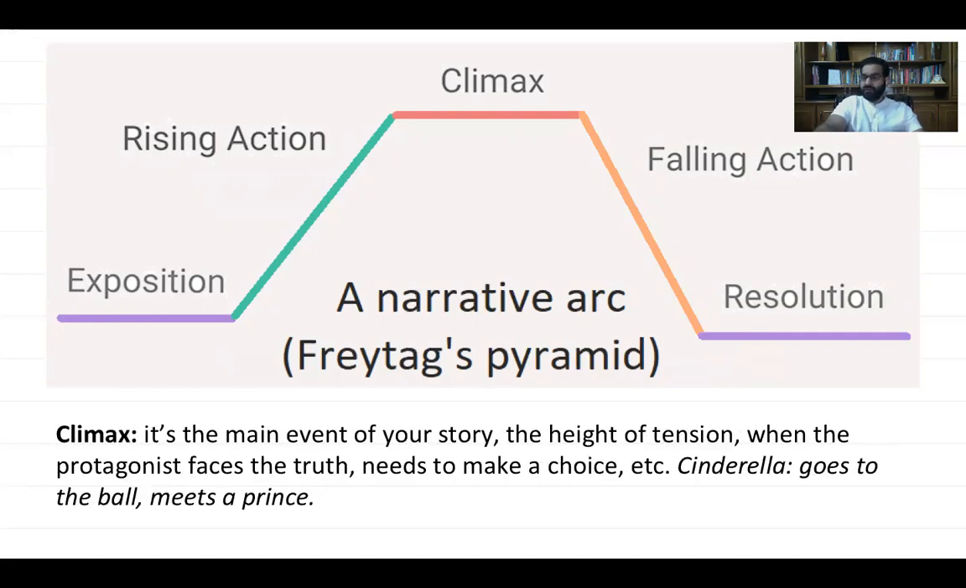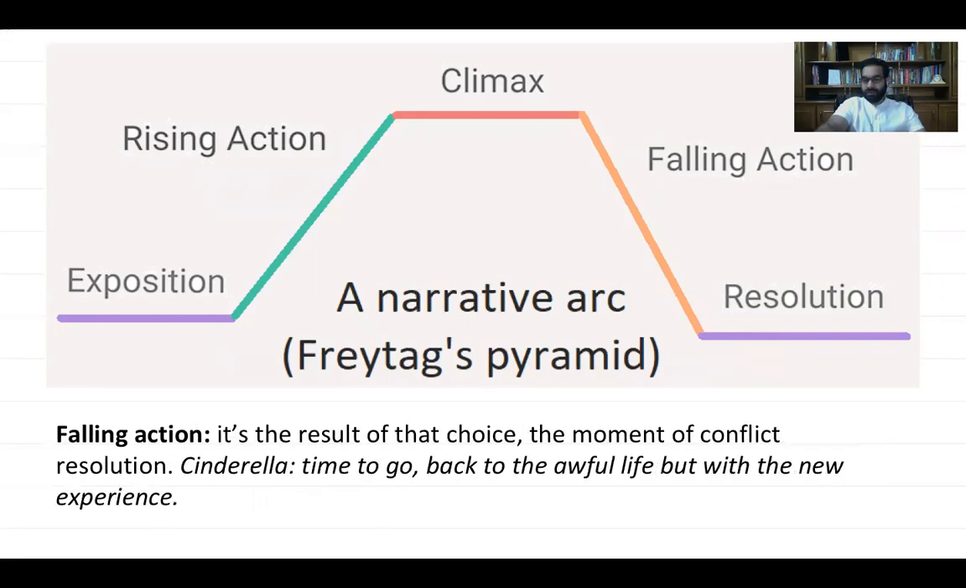It's the main event of your story, the height of tension. When the protagonist faces the truth, needs to make a choice. For example, in Cinderella, she goes to the ball, meets a prince. So that's how it goes. Then a falling action. Actually, I'm going up onto that. I'm trying to explain everything to you, so you may bear with me for the next almost 15 minutes.